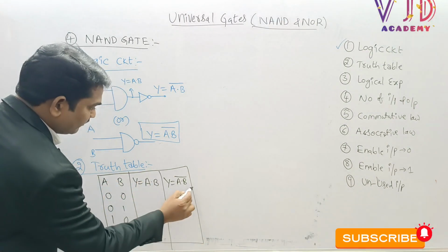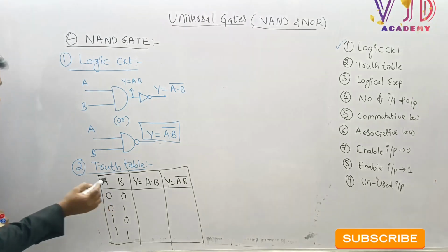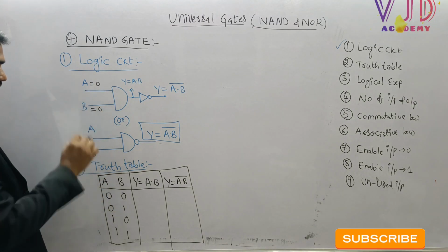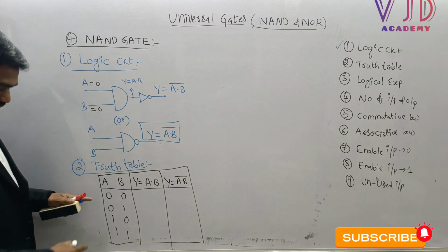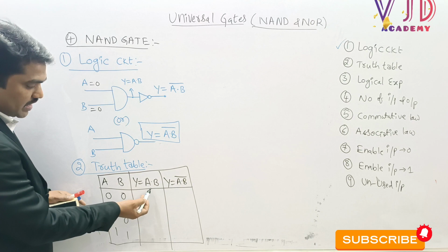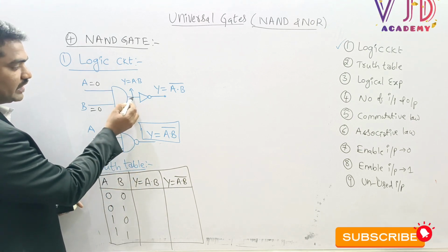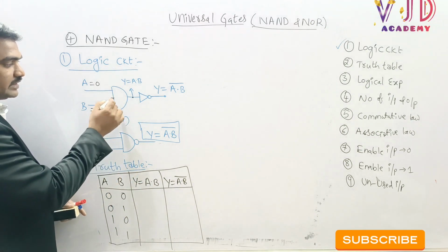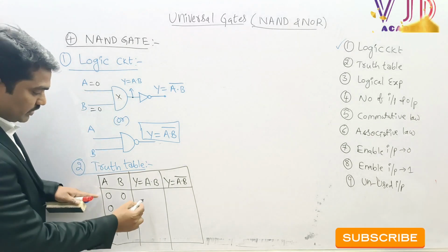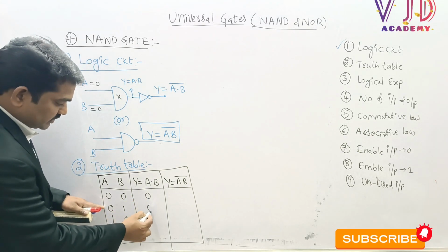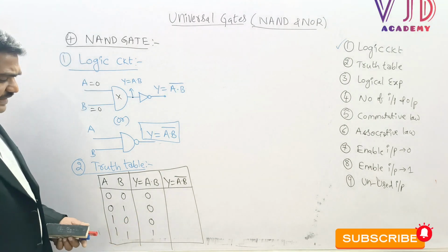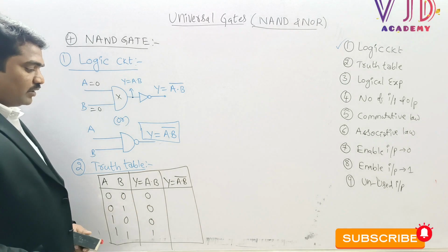Now for these 4 cases, let me work out the truth table of NAND gate. When I apply A equal to 0 and B equal to 0, what will happen? For Y equal to A into B, we get the multiplication operation: 0 into 0 is 0, 0 into 1 is 0, 1 into 0 is 0, and 1 into 1 is 1. Exactly the AND gate output.